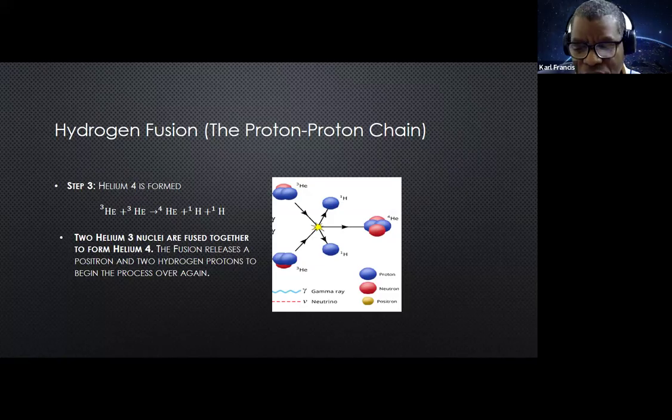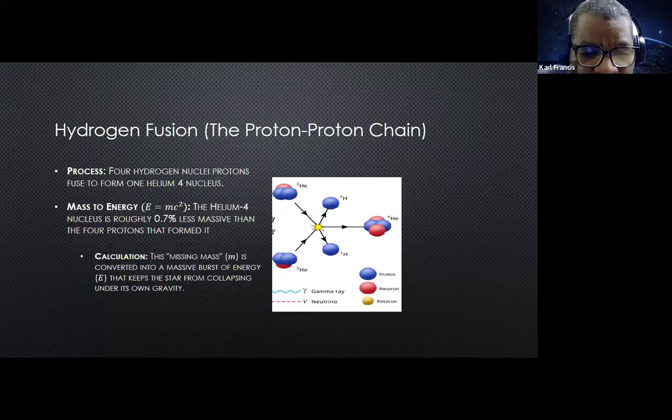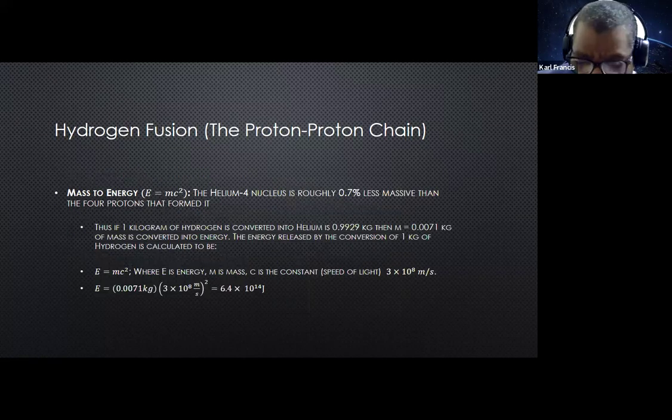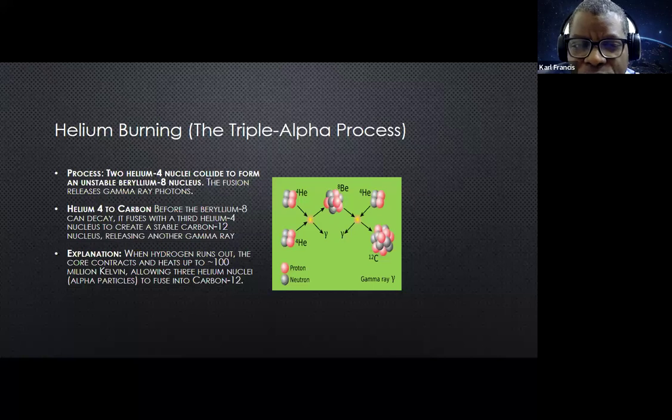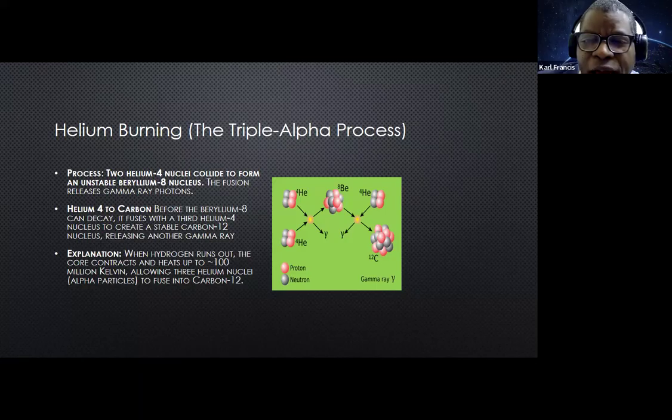However, if it does have more mass, the heat builds up and builds up until it hits a point of around, I believe, 100 million kelvins. And we go into this process they call helium burning. We're going to get into that in a second, and the nickname for it is the triple alpha process.